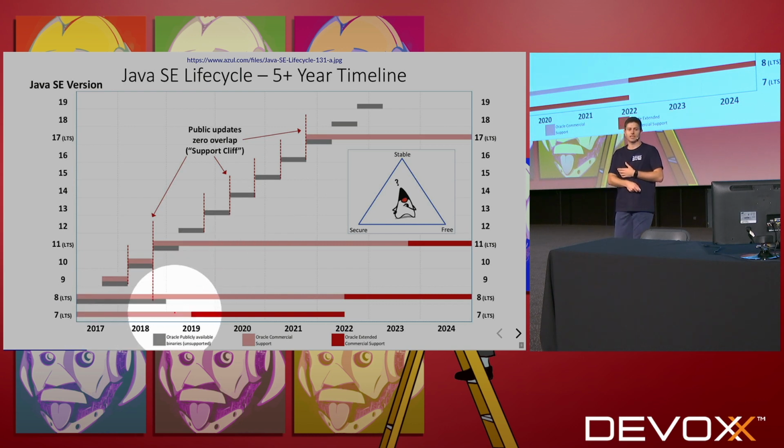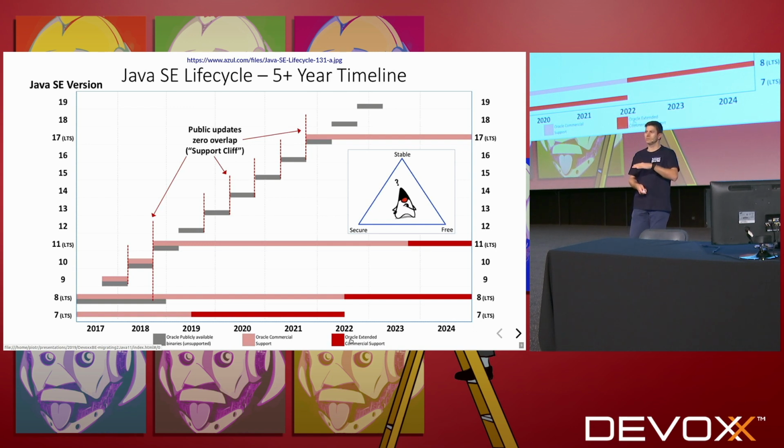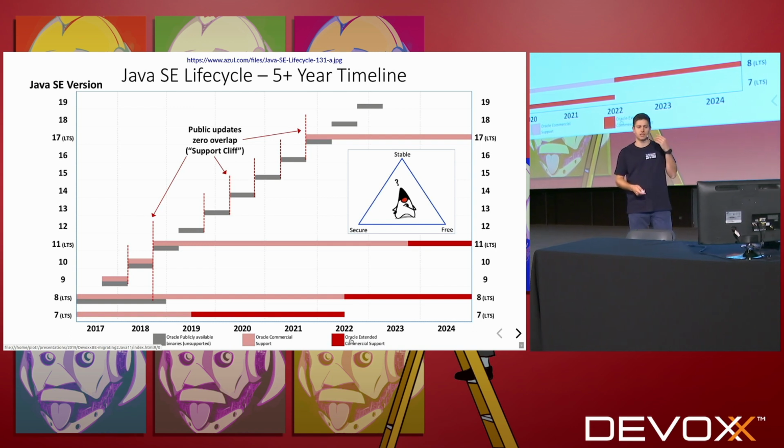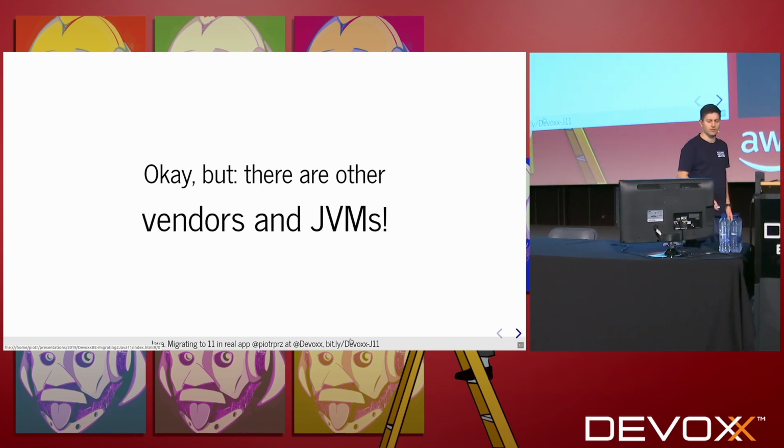But there's one thing I'd like to highlight, literally, is that it says Oracle, Oracle, and Oracle. That's important in this slide. I mean, it's up at the bottom, but I think it's one of the most important things in this slide. So remember, there are also other JVMs and other vendors.